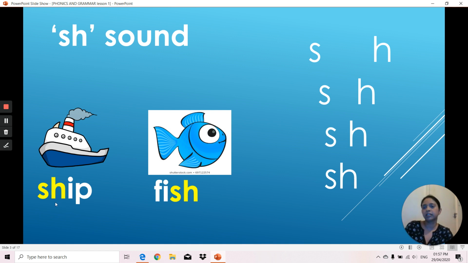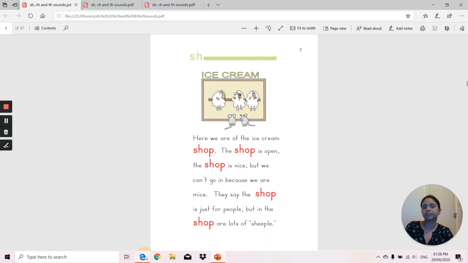like here. You've got sh as in ship in the beginning of a word and sh for fish for the sh at the end of the word. Now let's read a little story on the sh sound.